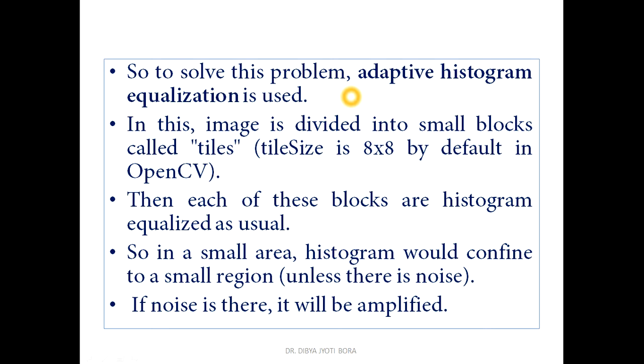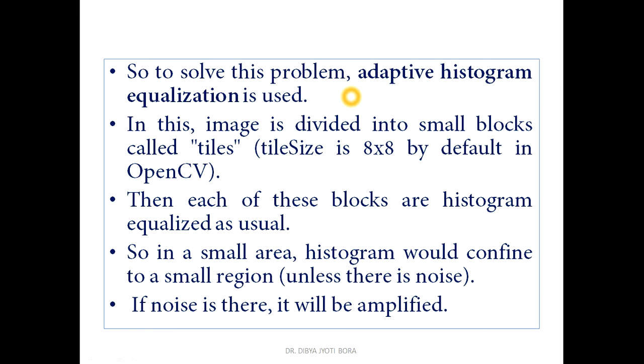Now each of these blocks is histogram equalized as usual. So here we are not considering the global case, we are considering the local case, locally, every individual block. In a small area, the histogram would be confined to a small region. So what would happen? If noise is there, that will also be amplified. In a particular block, if noises are there, they will also be amplified, which is what we don't want. So adaptive histogram equalization is a local version of histogram equalization.